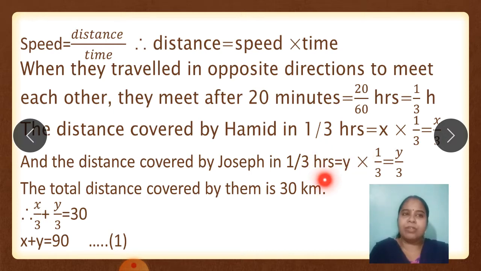Now what is the speed of Joseph that we have assumed? y. Time is the same for both of them. Both are traveling for 20 minutes to meet each other, right? So y into 1 upon 3 is nothing but y upon 3. I hope this is clear.